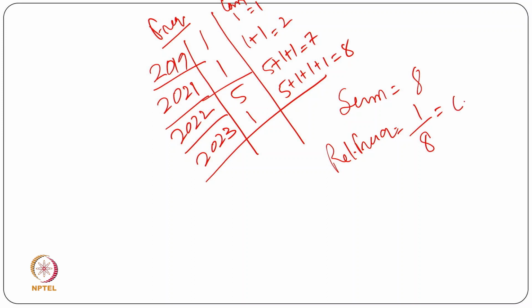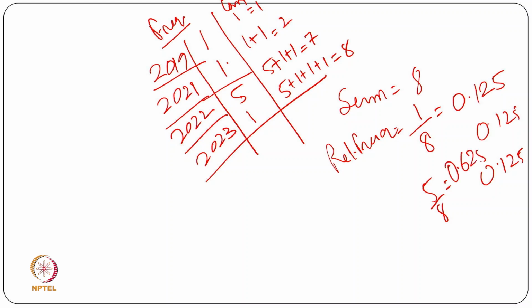So it will be 0.125, okay. And similarly for this relative frequency it will be 0.125, and for this also 0.125, and for this it is 5 by 8, which is equal to 0.625, okay. So this is how we calculate the relative frequency. Now we will see how we can calculate the relative frequency in R.